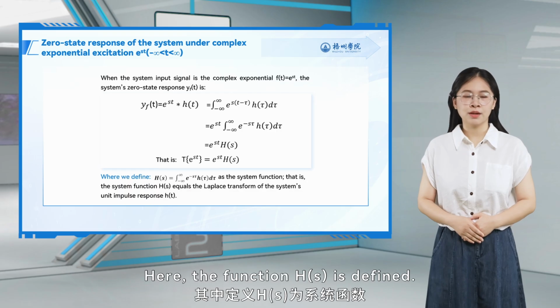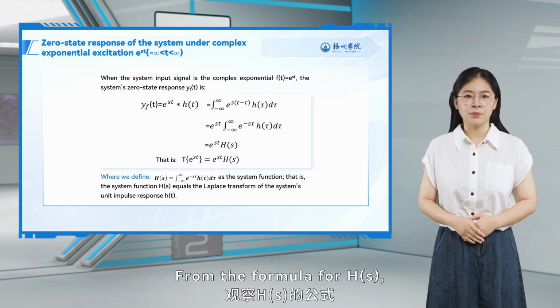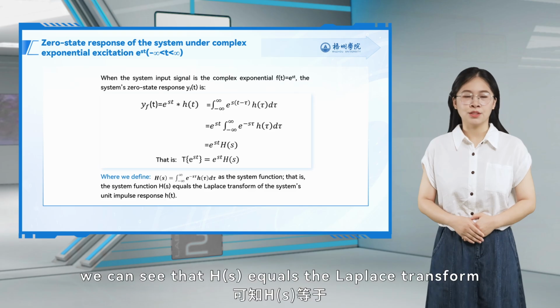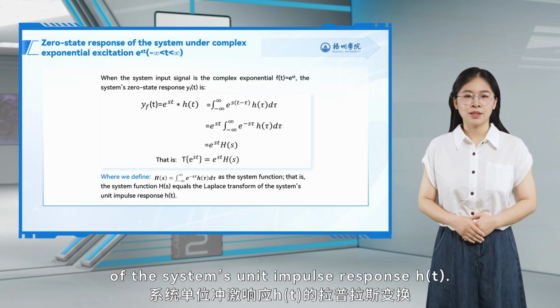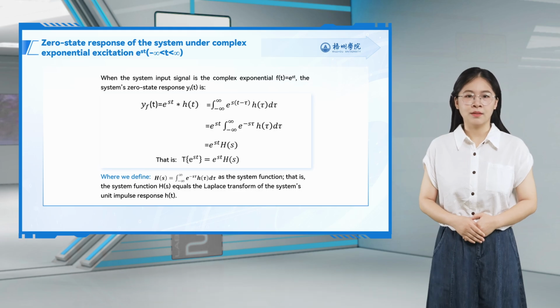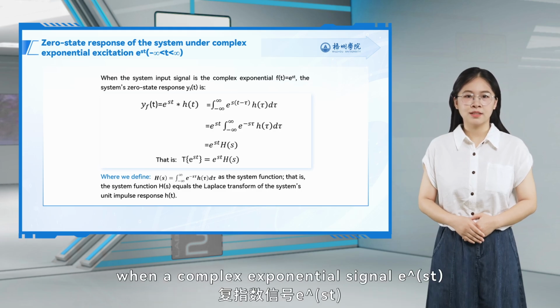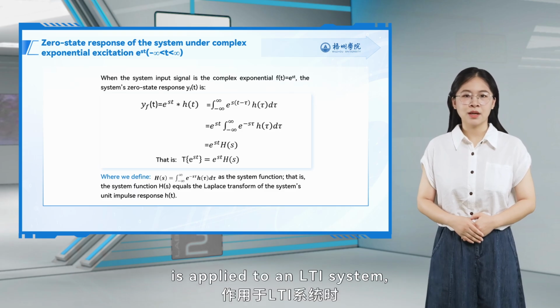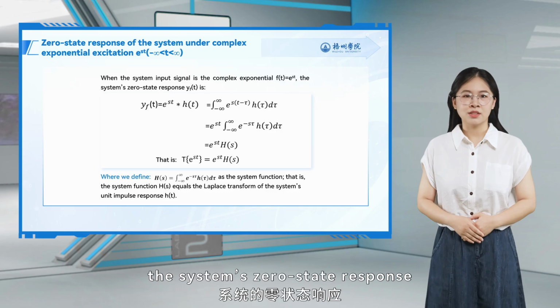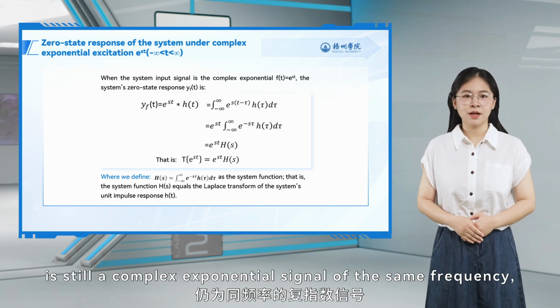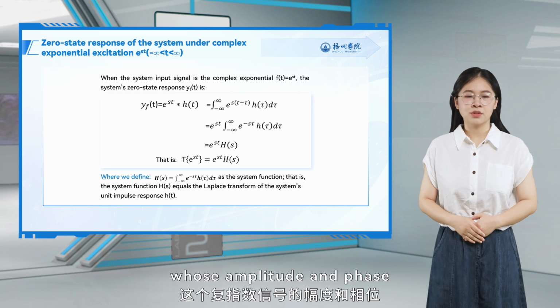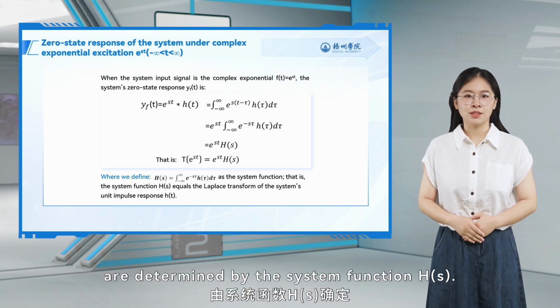Here, the function h of s is defined. From the formula for h of s, we can see that h of s equals the Laplace transform of the system's unit impulse response h of t. Therefore, when a complex exponential signal e to the power of st is applied to an LTI system, the system's zero-state response is still a complex exponential signal of the same frequency, whose amplitude and phase are determined by the system function h of s.